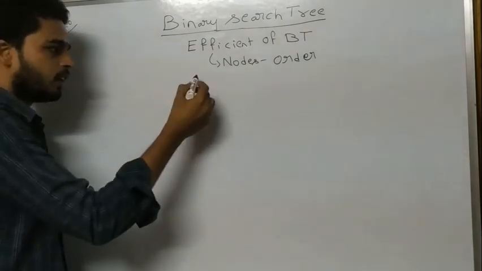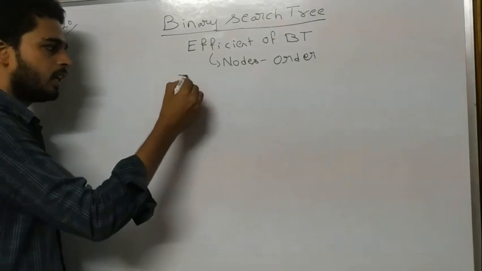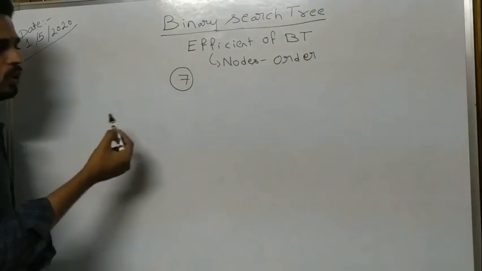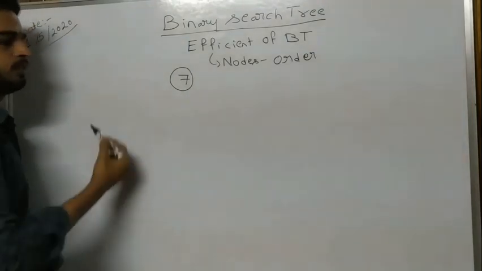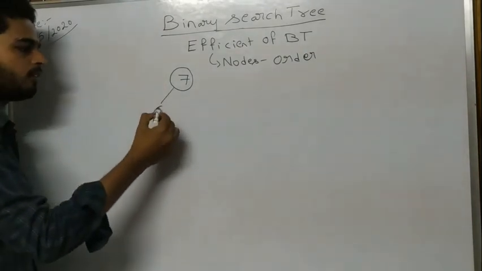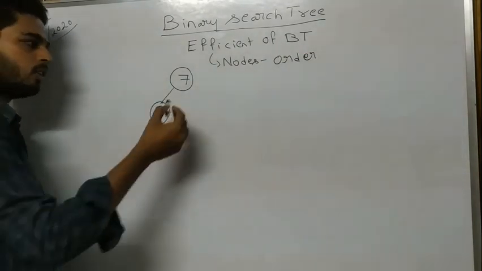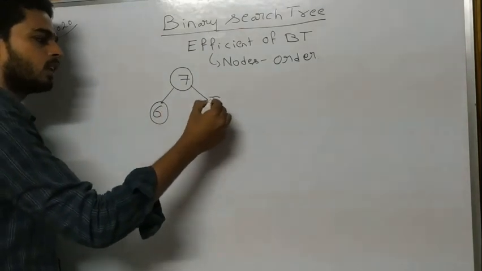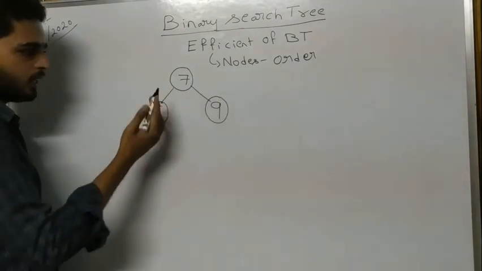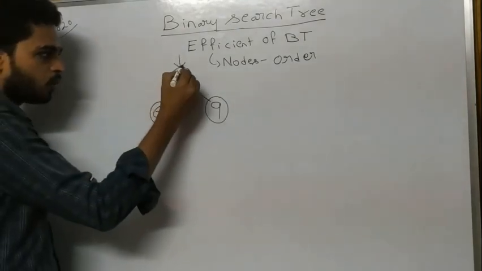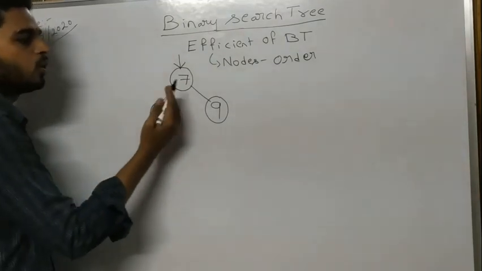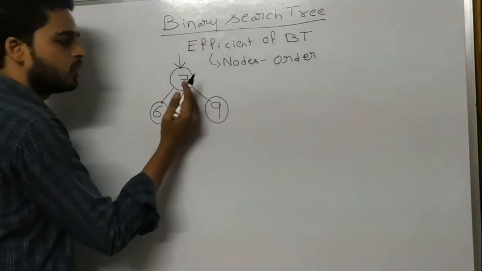For example, I am having a node with a value 7, and next I need to insert a node with a value 6. That node with the value 6 I am going to insert to the left side, and when I get a node with a value 9 I am going to insert to the right side, meaning that this particular tree is following some particular order. With respect to this node value 7, the node value 6 is present to the left side, and the node value 9, as it is greater, is going to be present on the right side.